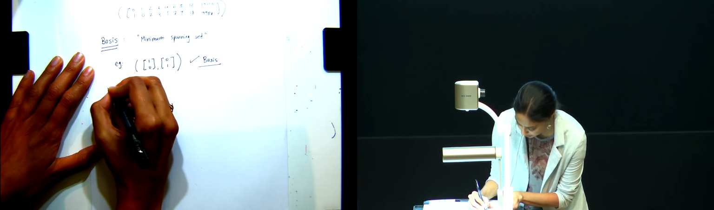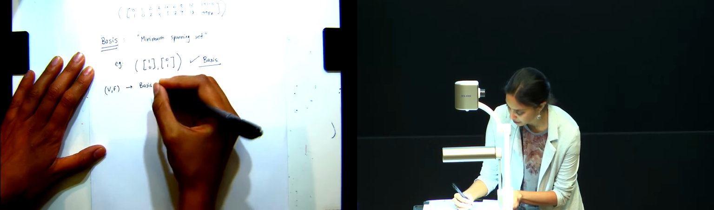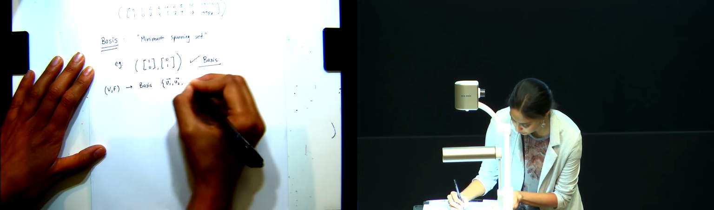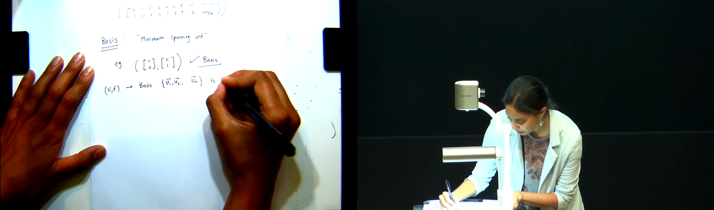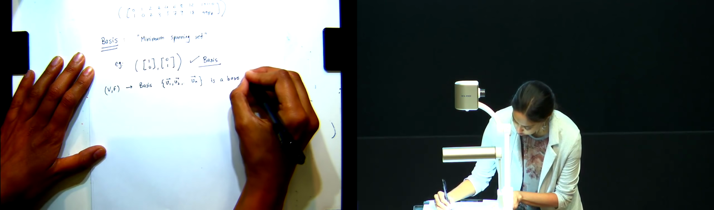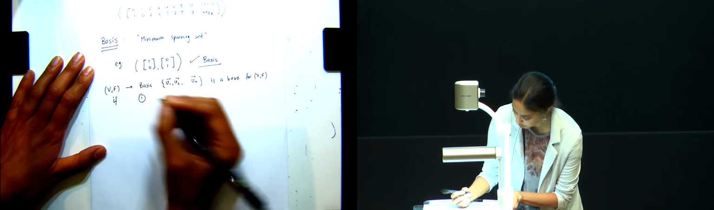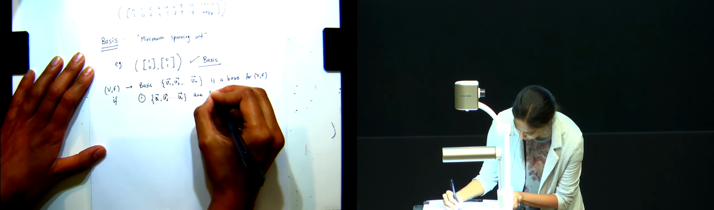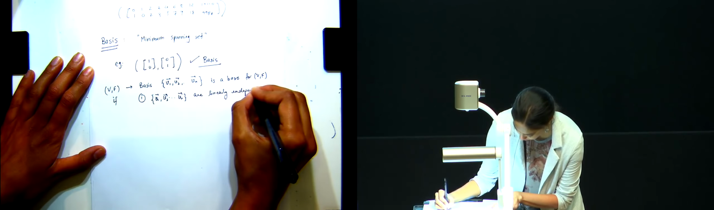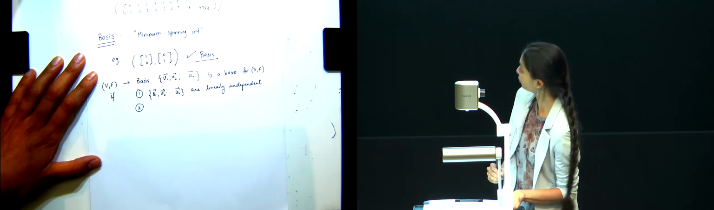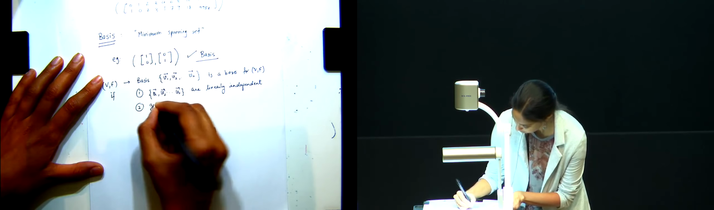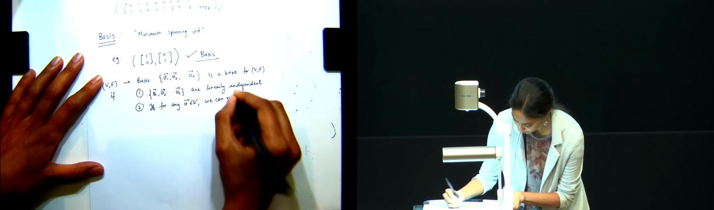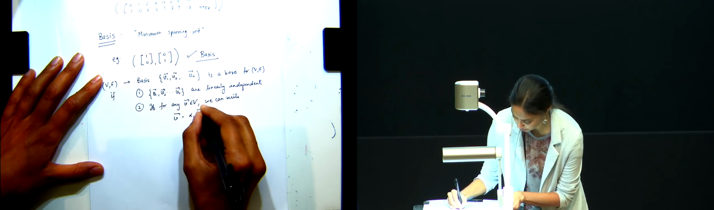So if I think about a vector space V over F, the basis of the vector space is given by, let's say, V1, V2, ..., Vn, the set of n vectors, is a basis for V over F if, first, V1, V2, ..., Vn are linearly independent, and two, for any v belonging to V, we can write v as a linear combination of these vectors.